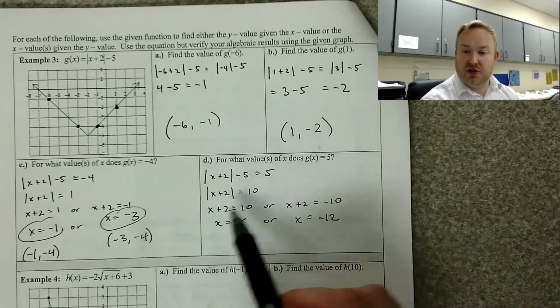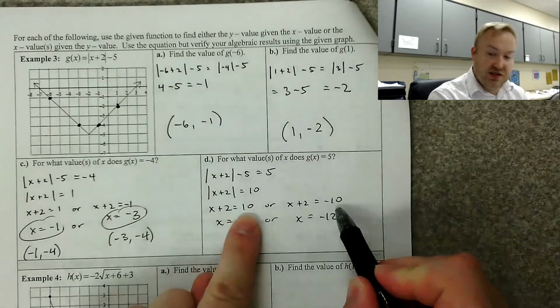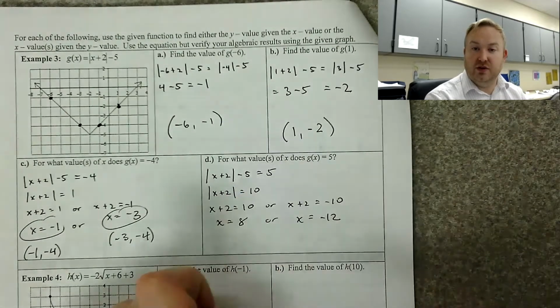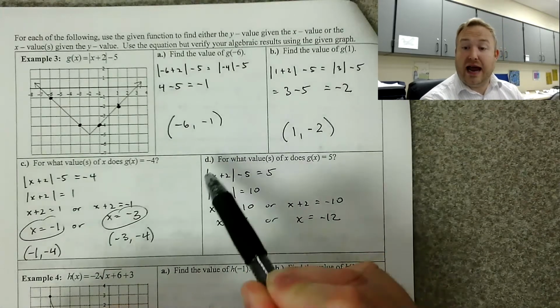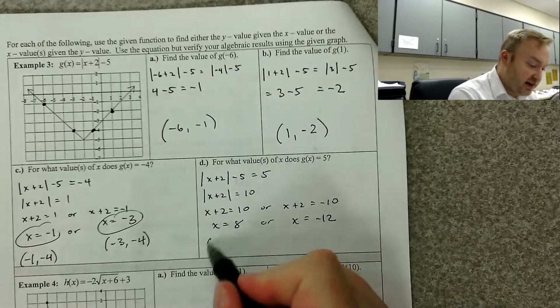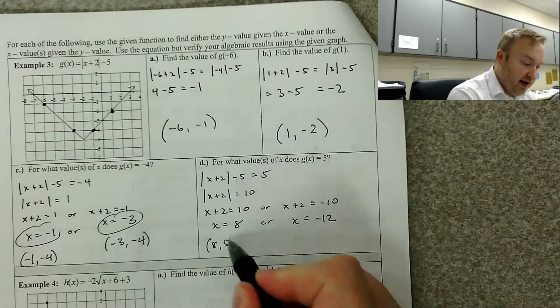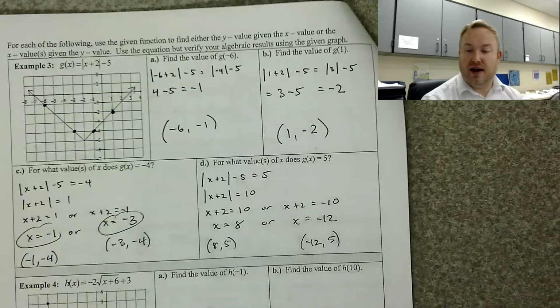So I said x plus 2 could equal 10, or x plus 2 could equal -10, because these are the numbers whose absolute value is 10. Again, I will give you another way to solve this on your calculator in class. These are the values that I got. So when x is 8, I should have a y value of 5, and when x is -12, I should get a y value of 5.